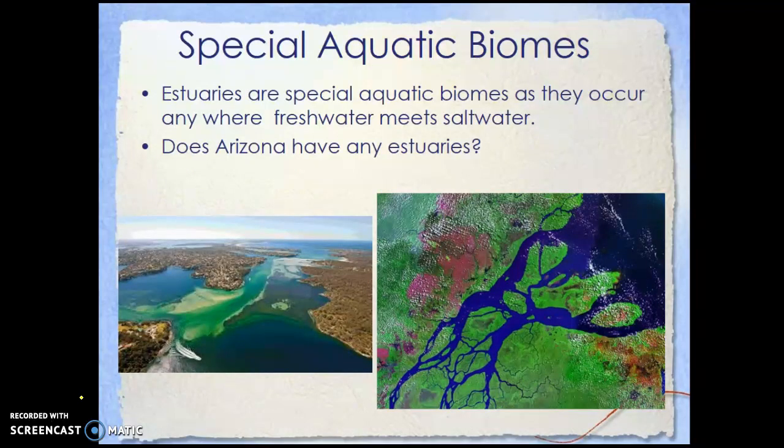There also is an in-between, a fresh and saltwater aquatic biome. These are called estuaries. This is where rivers connect with the ocean. So this is why we say freshwater meets saltwater. Now, obviously, Arizona isn't a coastal state. We aren't connected to the ocean directly, but we do have many rivers that flow through us that eventually do empty out into the ocean. For example, the Colorado River.